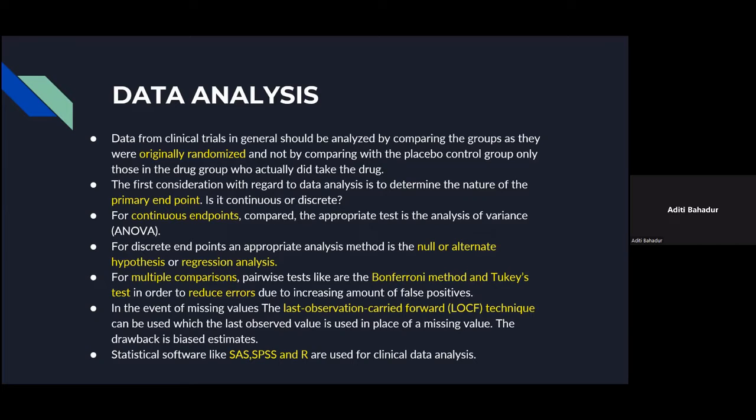So basically, you try to isolate the group according to what original randomization they had. So, for example, if they were in an active group, or if they were in a placebo control group, you will analyze them according to their original randomization, and then you will start comparisons.